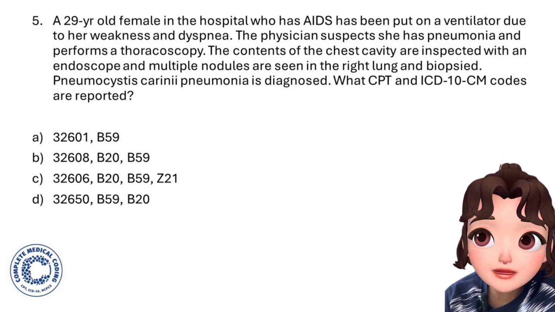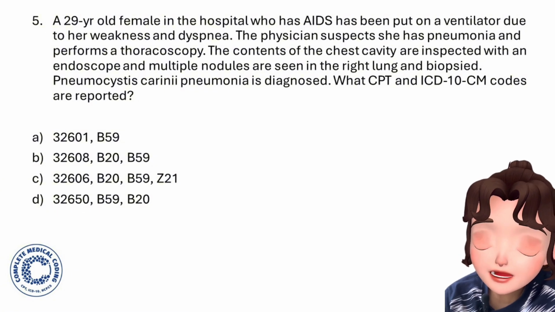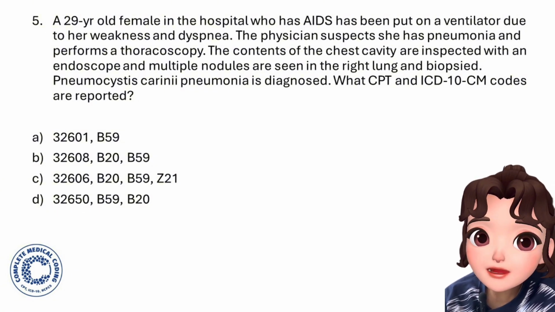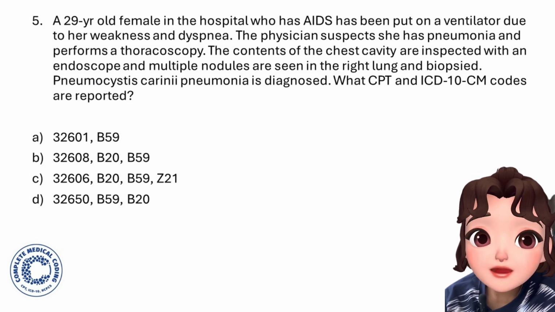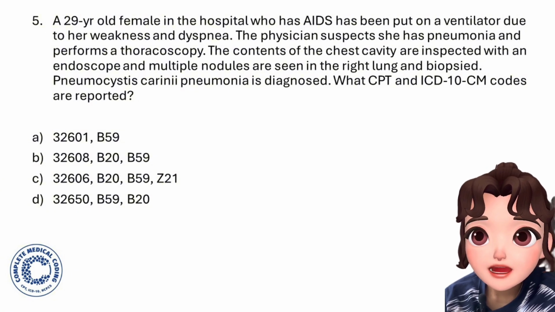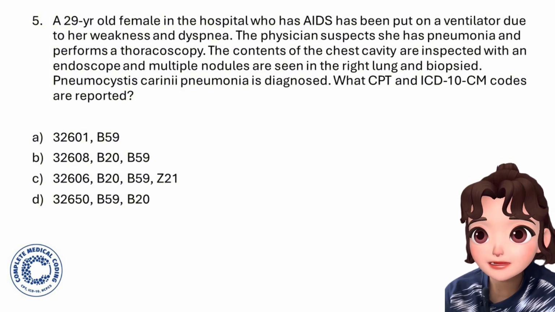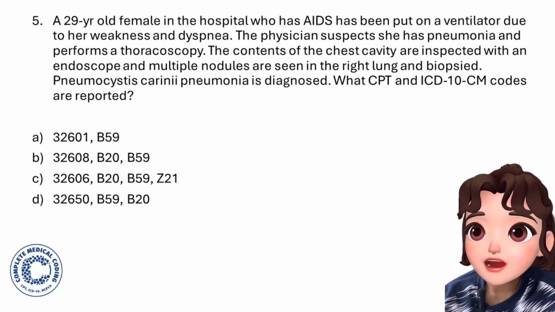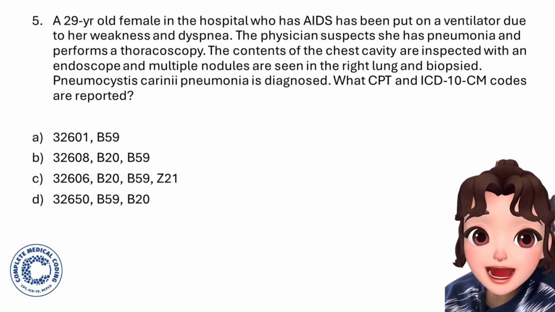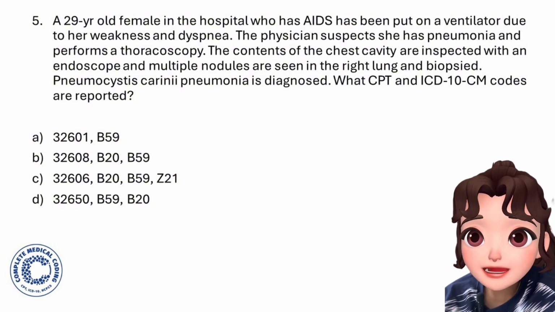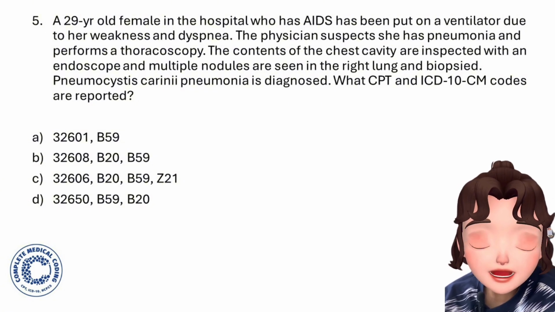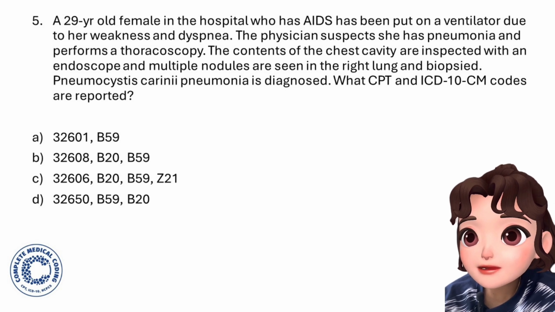So here, what is the diagnosis? The patient is already having AIDS, so it means we have to use the HIV code. Okay, the patient has HIV. And then what is the diagnosis that was confirmed after the procedure? Pneumocystis carinii pneumonia. So these two will be the diagnoses. You have to code for the AIDS, HIV code, and then pneumocystis. And what is the procedure performed here?